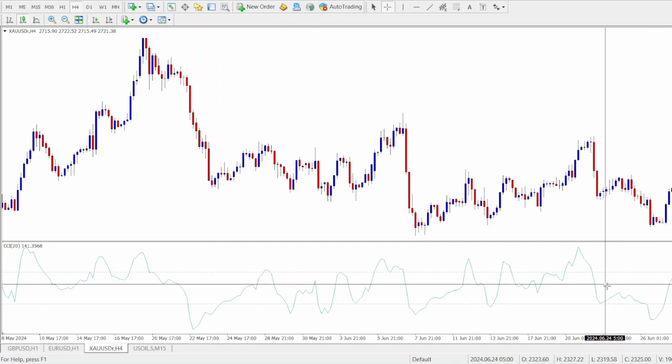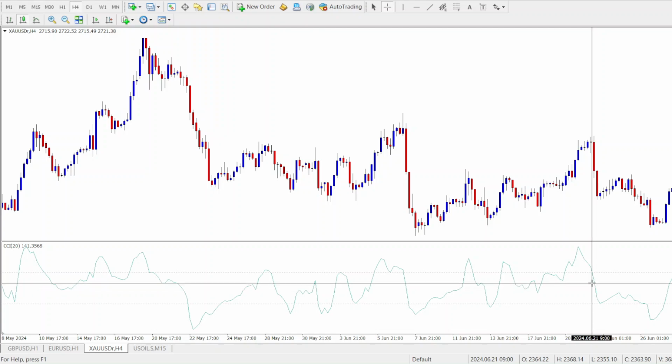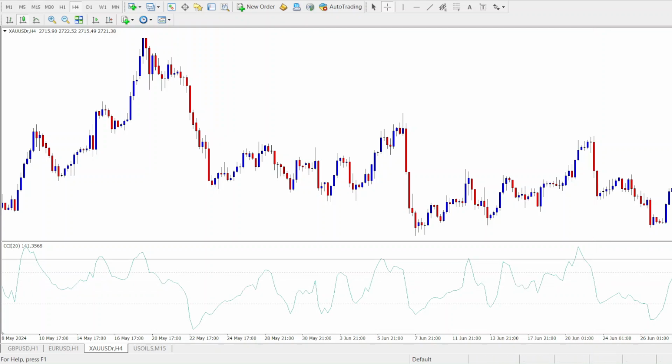However, when you have the CCI pointing downwards below the zero level, then you can consider entering a sell trade. Now, in terms of the crossover strategy, the crossover points of the CCI can help with timing entries and exits in the following ways.